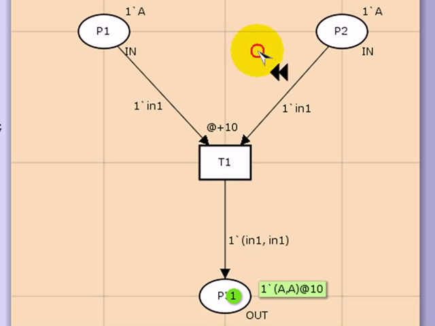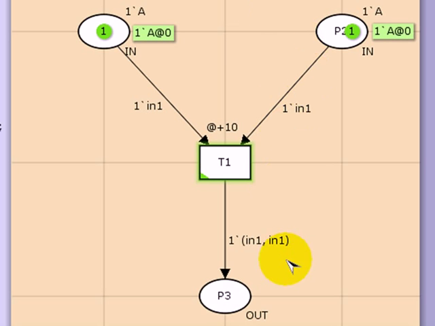Okay, let me rewind it and just show you that we can also add delay to the output arc. And the syntax is as follows. We simply add this @+ and the stamp or the delay on it.